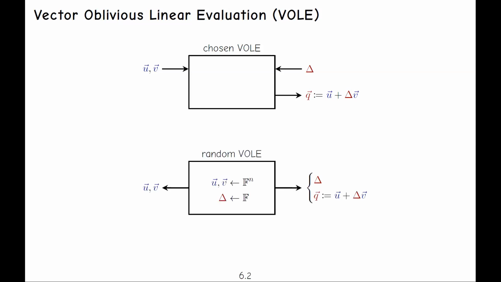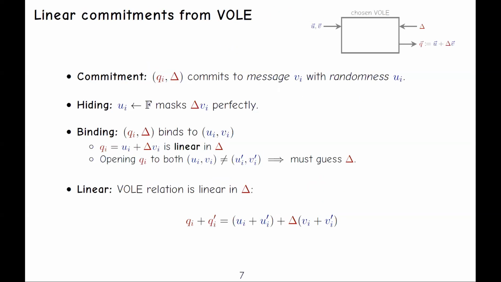And what we actually use or realize in our protocols often is random VOLE instead. And like random OT, you can de-randomize VOLEs to get chosen VOLEs. So for the random VOLE instance, we just choose u, v, and delta randomly and give them to the prover and verifier respectively. So how do you construct zero knowledge from these VOLEs?